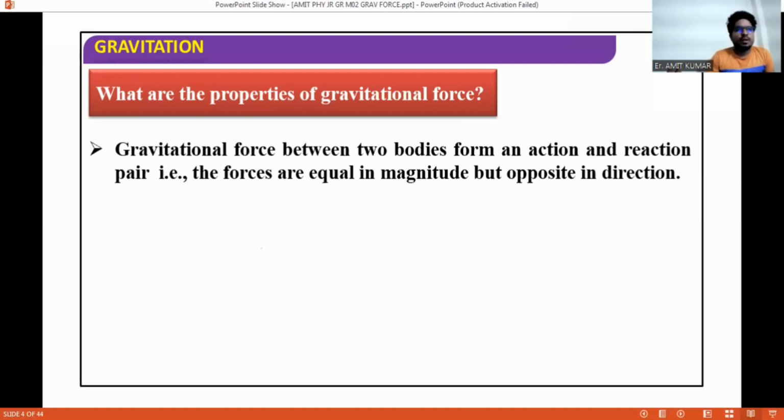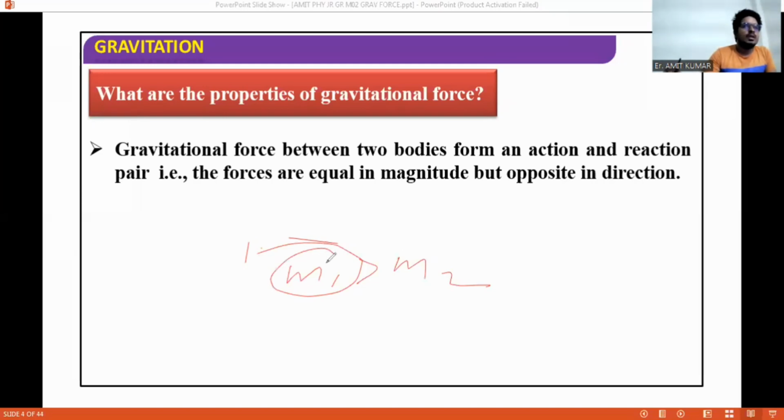Whenever you calculate the force between two planets, it is an action and reaction force, and attractive in nature. The force will be equal on both planets irrespective of mass. Suppose m1 is greater than m2. It's nothing like that: the force on m1 will be higher compared to m2.